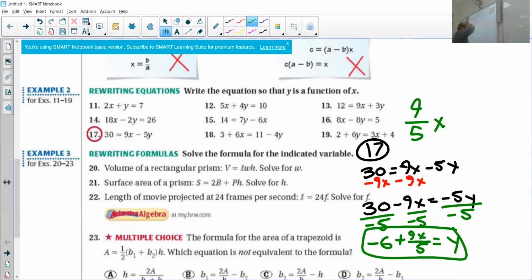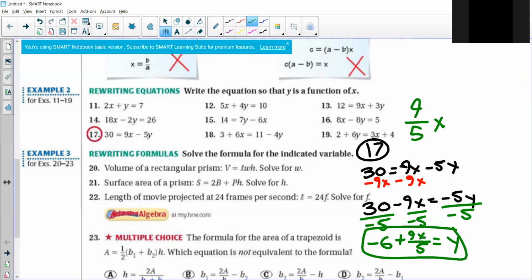All right, if you wrote it down wrong, that's fine. But either way, you were really close. You just need an x in your answer. I did 6 minus 9x over 5 equals y. But instead of doing a negative 6 and plussing, I did the opposite. I did a positive 6 and minus 9 over 5. You forgot to divide by negative 5 then. You just divided by a normal 5.